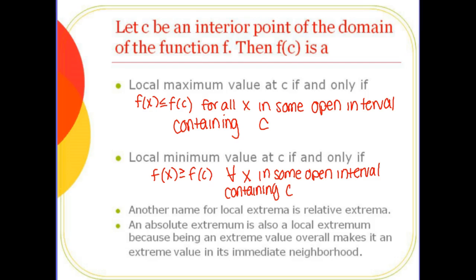Torn ACL? Alright. If C is an interior point on the domain of F, then F of C could be a local max or a local min if the following are true. A local extrema is another name for a relative extrema. Absolute extrema can be local extrema. The local extrema cannot be.